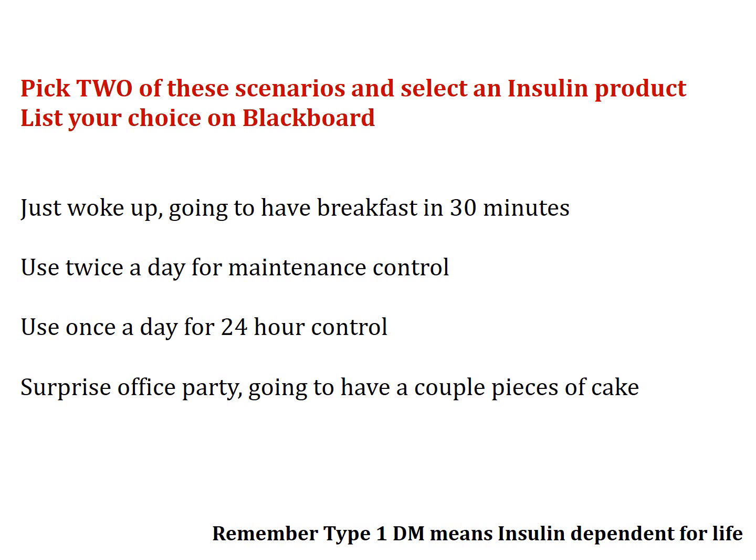So we've got somebody who just woke up and is going to have breakfast. You've got somebody who is just on twice a day maintenance control. You've got another individual who's just on once a day 24-hour control. And then, hey, surprise, I'm a type 1 diabetic and there's a surprise office party and I'm going to have a piece of cake. Should that individual take some insulin? And if so, which one should they use?